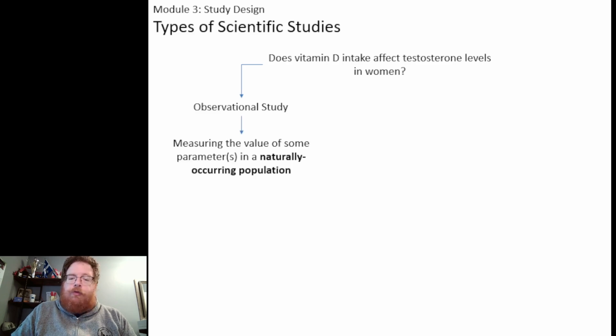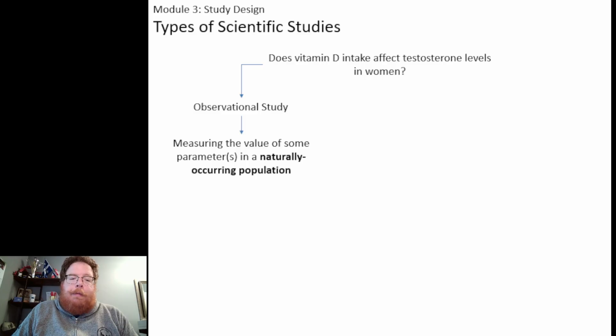So for an observational study, as it says, you are going to measure the value of some parameter, or perhaps multiple parameters, in a naturally occurring population. So you're basically just going out and finding people that you can make measurements of some parameter or some parameters within that naturally occurring population.